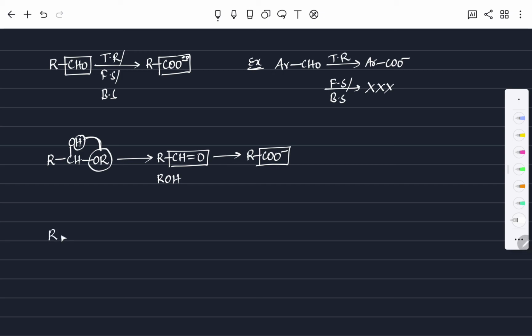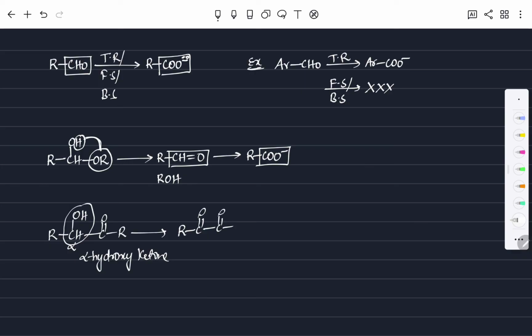And the third functional group is alpha hydroxyketone. It is at the alpha position. In this case, only the alcohol group will be oxidized and the corresponding ketone will be formed. Finally, we are getting a diketo compound. We can also say alpha diketo compound. It is the third functional group.